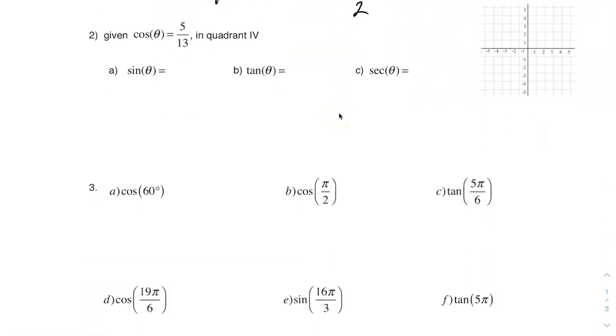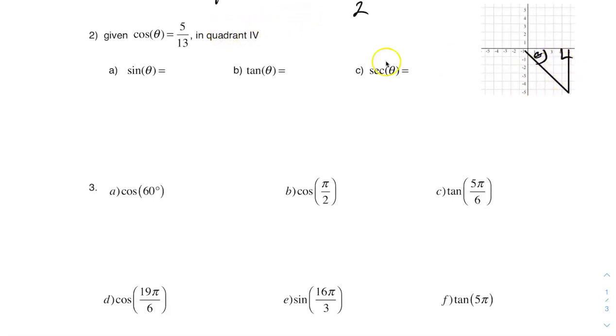The next one, they give us what cosine is and tell us what quadrant it's in. So remember the way you do that, you want to draw a triangle in that quadrant. So I'm going to draw a triangle. It doesn't matter where, it's just to help you picture what's going on. Something like this. And this would be my angle. The angle is always next to the origin.